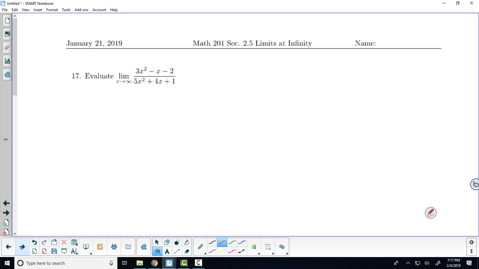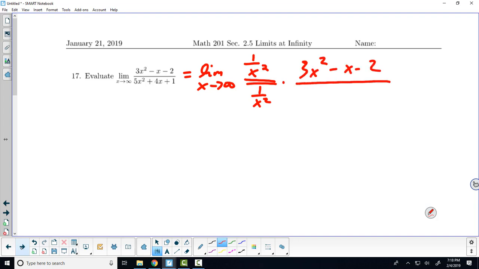So here I'm asked to evaluate the limit as x approaches infinity. The trick for examining the long-term behavior is what I put on the previous page. We're going to multiply this by 1 over x raised to the highest power seen where? In the denominator. So this is equal to the limit as x approaches infinity of 1 over x to the second divided by 1 over x to the second times the original function. Why to the second power? Because the highest power of x in the denominator comes from this 5x squared term.